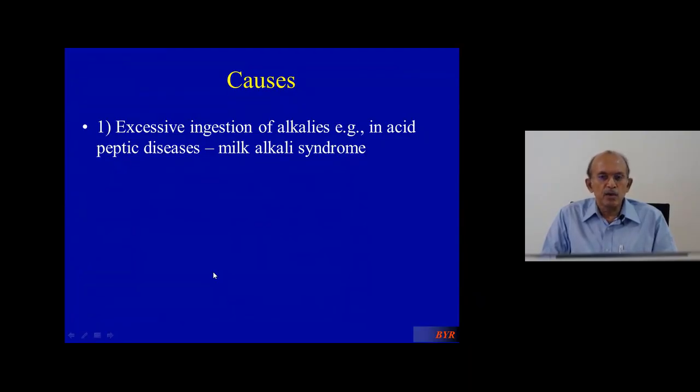The causes: excessive ingestion of alkalis, for example in acid reflux disease, that is called milk alkali syndrome. In olden days, whenever a patient had gastric discomfort or acid belchings, they used to think they had more acid in the stomach. So to neutralize the acid, they used to take soda bicarb powder, which is nothing but the baking soda available in the kitchen. They used to swallow that baking soda, and it causes alkalosis, increased absorption of bicarbonate producing metabolic alkalosis.